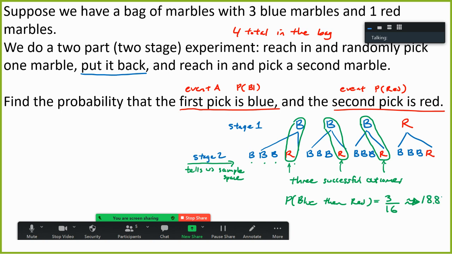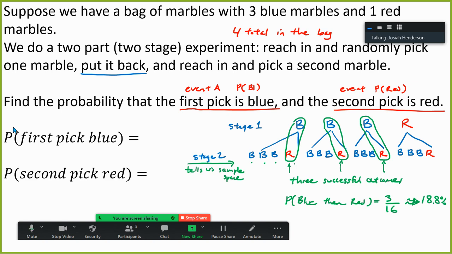Now, I want to show you something with the separate probabilities. Manaya first said there's 4 outcomes, and she's right. There's 4 total marbles in the bag, right? So let's look at these separately of picking a blue and picking a red. On the left side of my screen, I've got those up now. So probability of first picking blue. If we back up, we've already solved this question, right? We've found it's 3 out of 16, 18%.